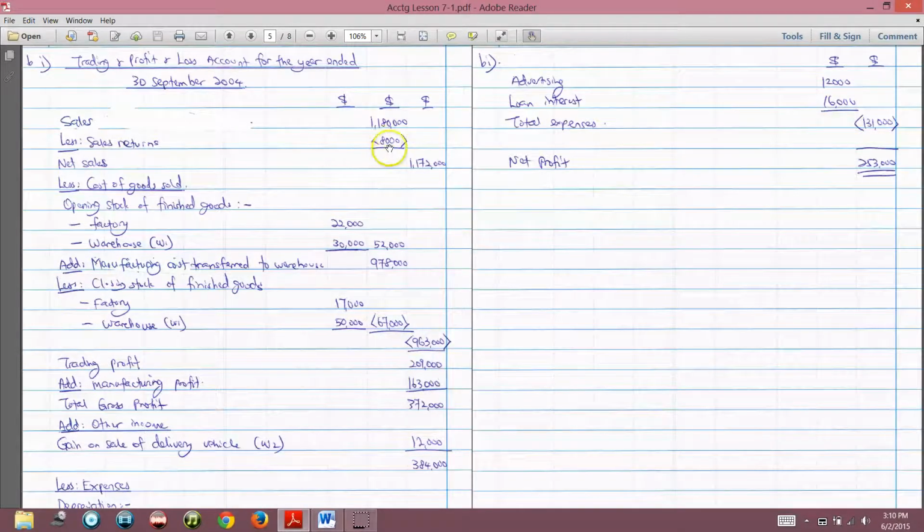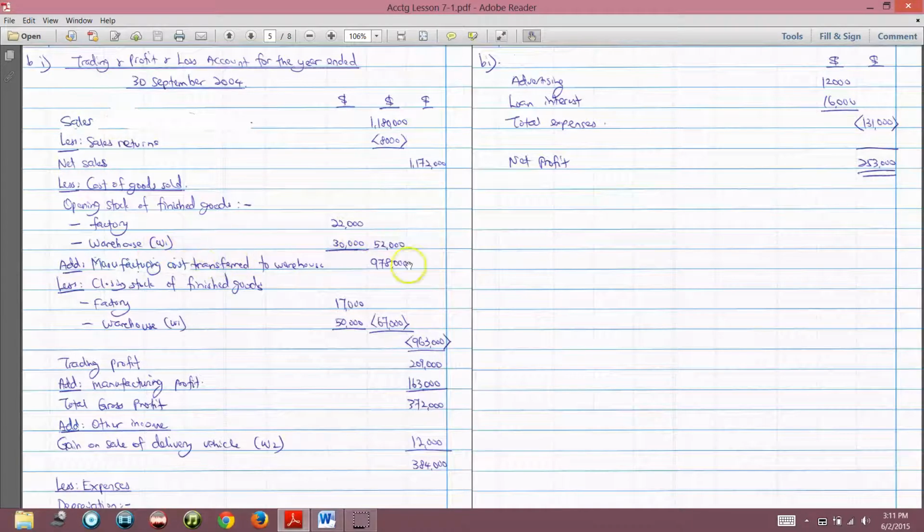Sales, and then less sales return, then you underline, you get net sales. Then under here you have cost of goods sold. So then opening stock of finished goods. The finished goods in the factory is 22,000, it's stated in the question. Then finished goods in the warehouse. So how am I going to get 30,000?